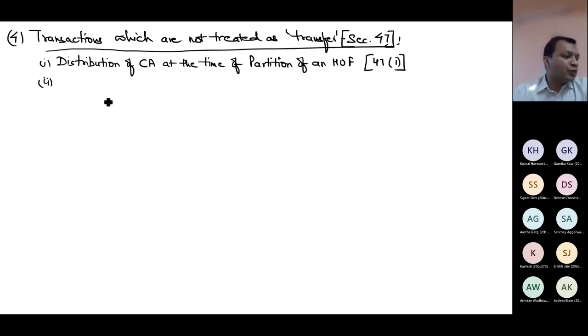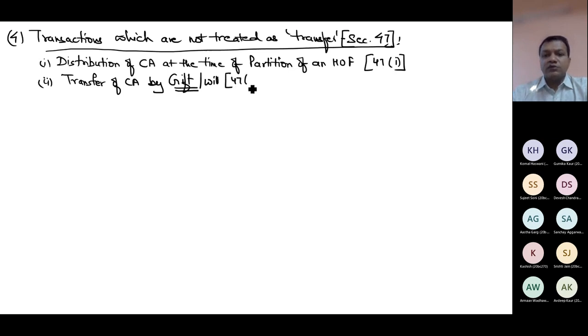Second point what you should do: transfer of capital assets by will or gift. Transfer of capital assets by way of gift. That is very relevant for your level, or will. We will use it at so many places. 47.3.